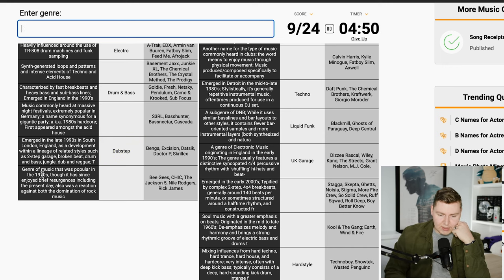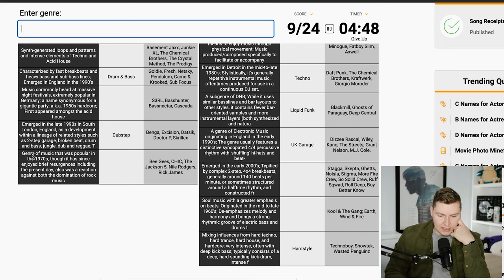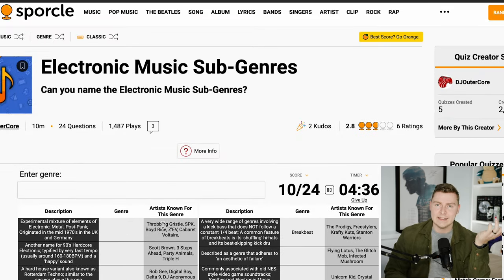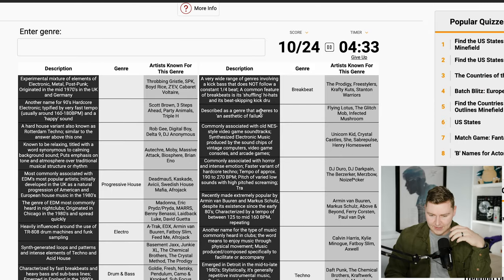Okay. Genre music that was popular in the 1970s, though it has since enjoyed brief resurgences, including the present day, also was a reaction against the... This is new disco. Not new disco, just disco? Just disco. Apparently an EDM subgenre is disco. It'll be new disco. Come on.